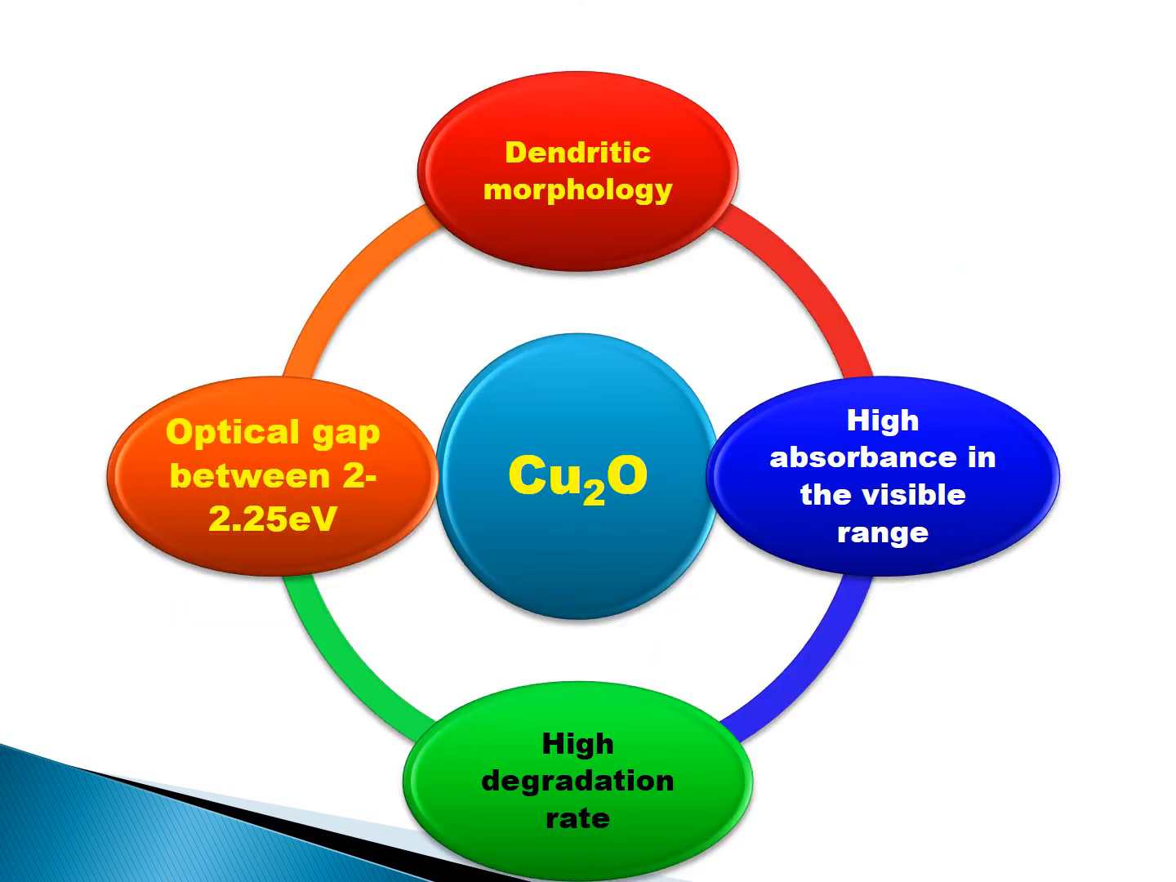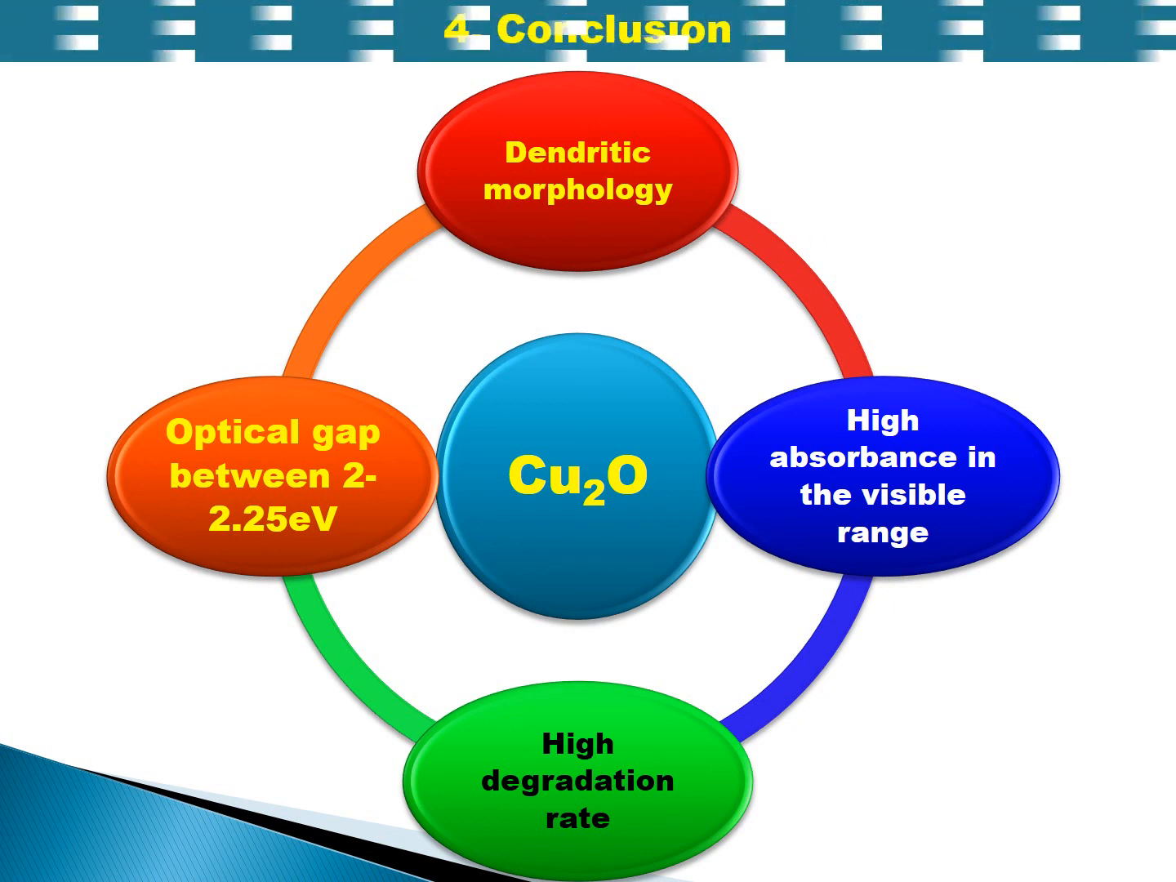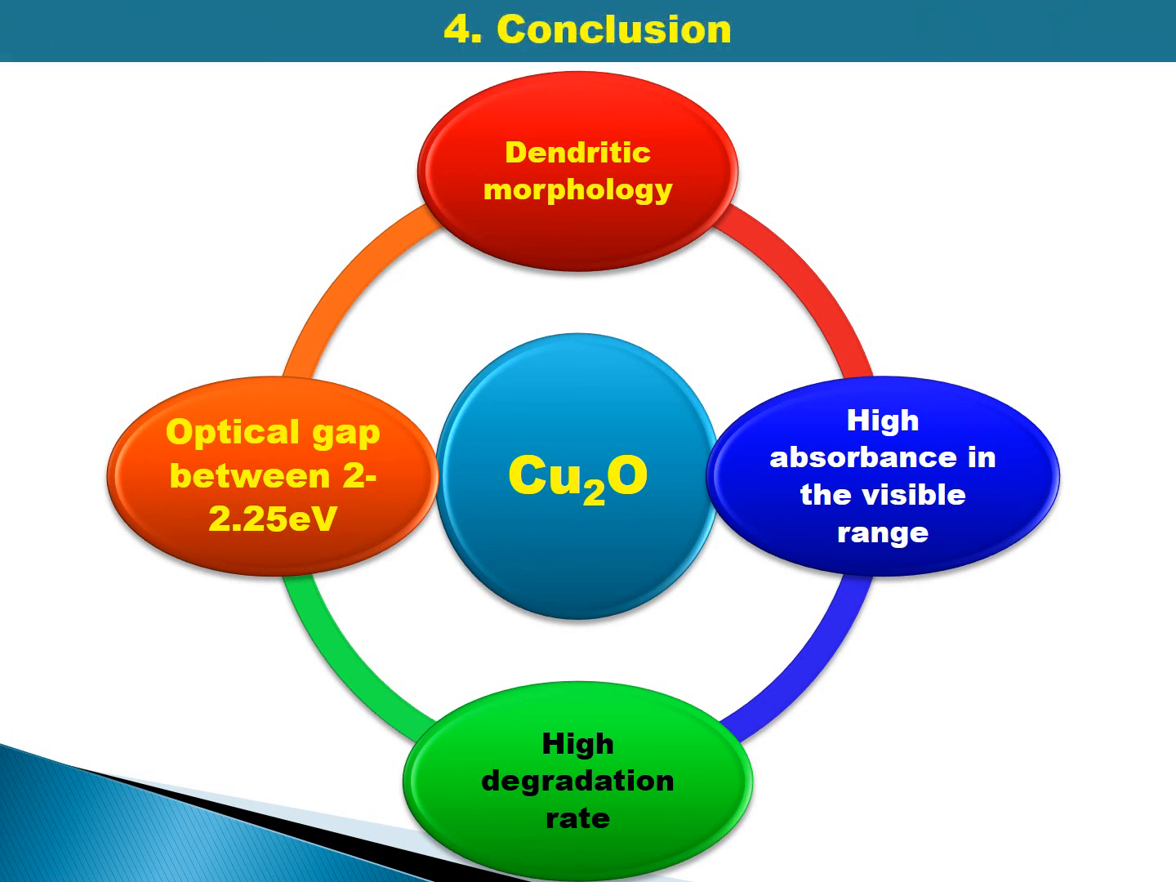Finally, we can conclude that the copper oxides obtained show a dendritic morphology with a high absorbance in the visible range, with an optical gap between 2 and 2.25 electronvolt, and a high degradation rate.